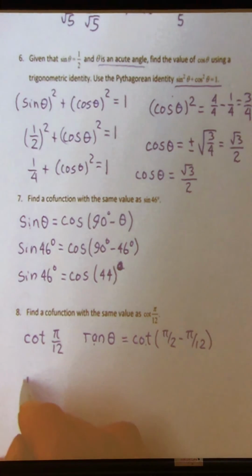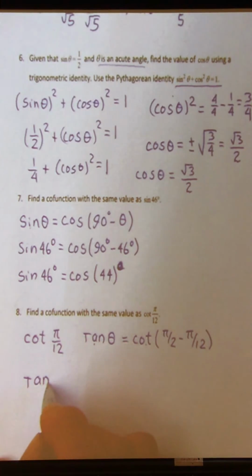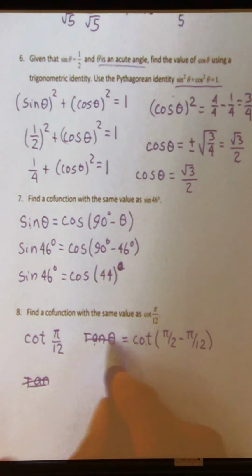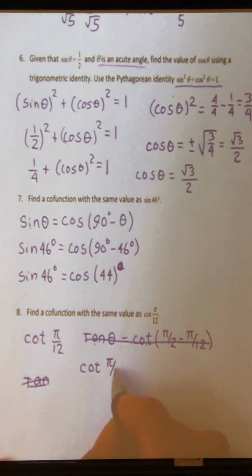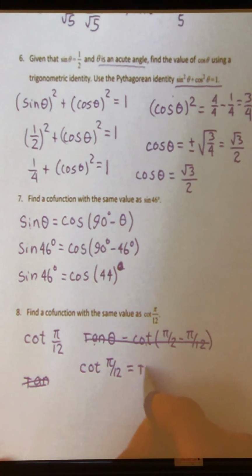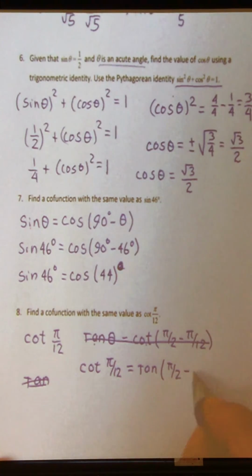So now we'll do the arithmetic. We're given, I got this backwards, aren't we? We got this backwards, so let's try this again. We have the cotangent of pi over 12, and that'll be equal to the tangent of 90, pi over 2, minus the given angle, pi over 12.